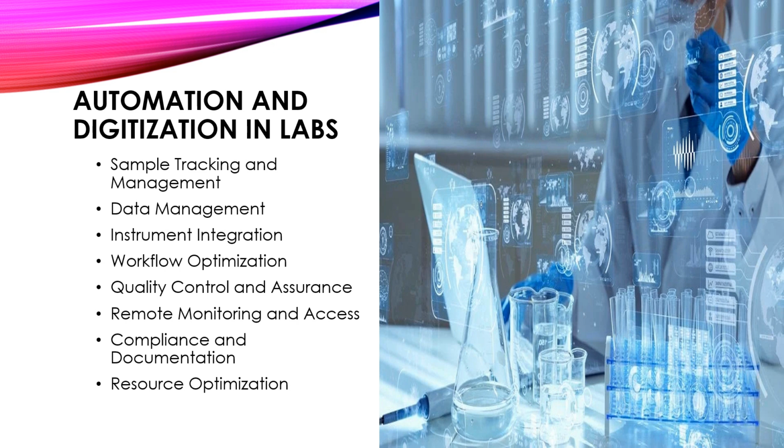First is sample tracking and management. Automation systems allow laboratories to track and manage samples more effectively. Barcoding and RFID technologies enable quick and accurate identification of samples, reducing the risk of errors and improving traceability throughout the testing process.